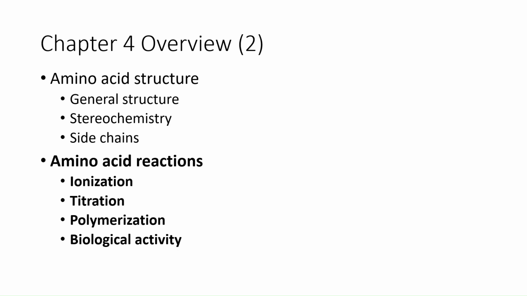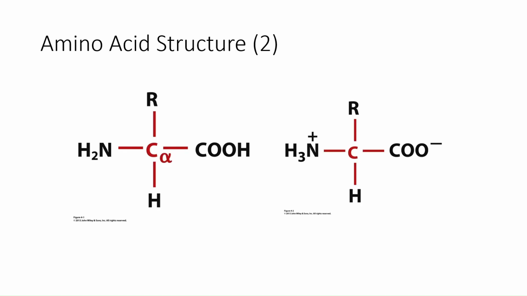So in this second part of the lecture, we are going to discuss amino acid reactions, and this includes ionization, titrations, which we talked a little bit about already, but we'll go into a little more detail now, as well as polymerization reactions, how they get formed into proteins, not peptides, and finally some interesting biological applications of amino acids and their derivatives.